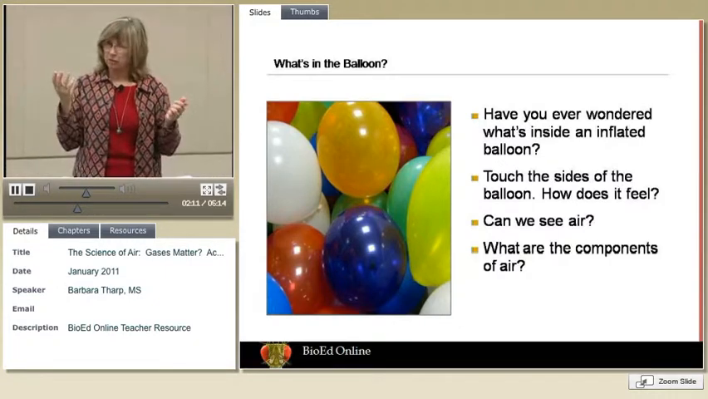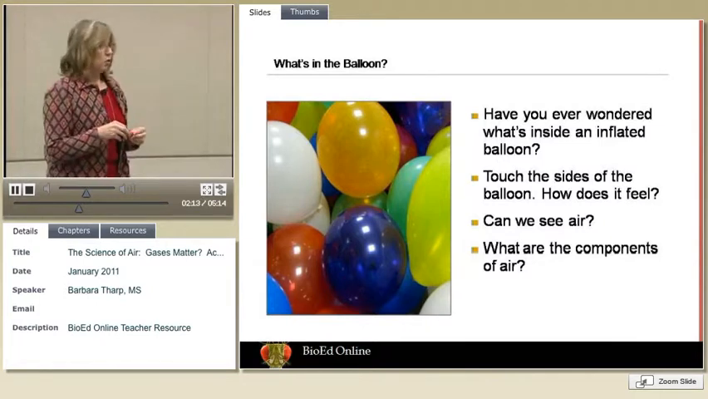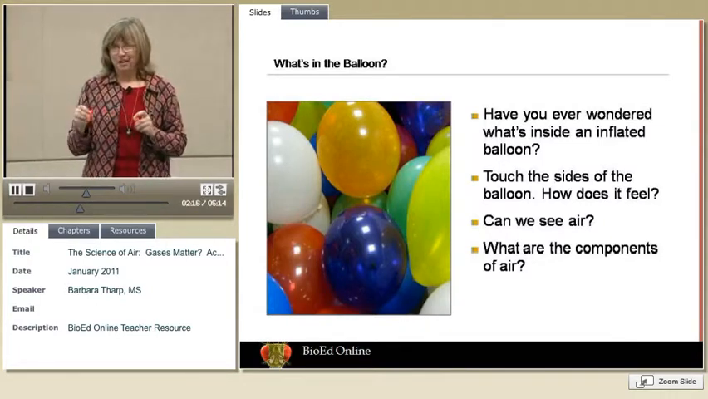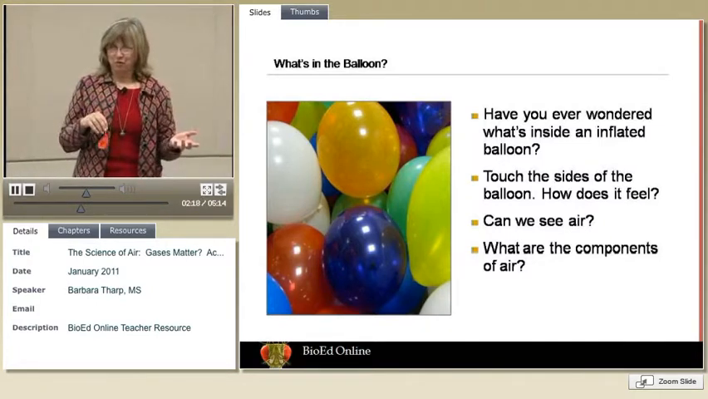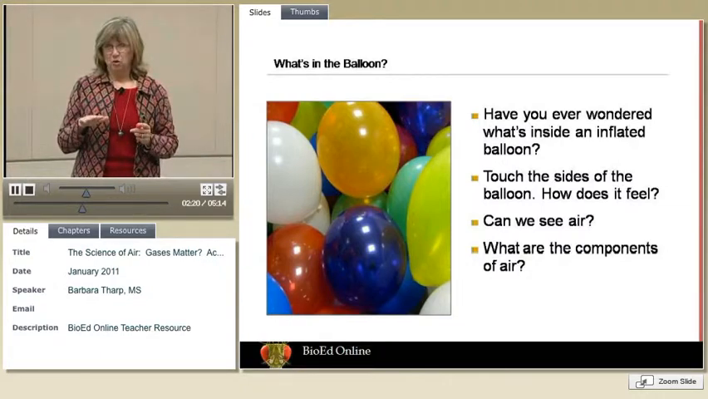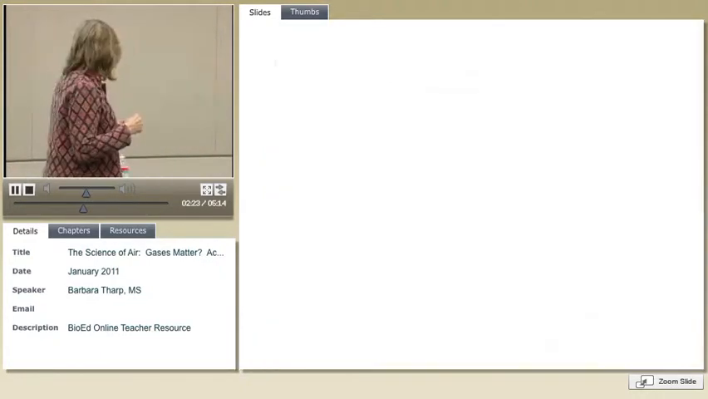So that's one thing, but it's very difficult to measure. We tried one time using a balance scale and putting an empty balloon on one side and a balloon filled with air on the other side. It doesn't make a whole lot of difference. So that wasn't a good idea. So we thought, well, what could we do?